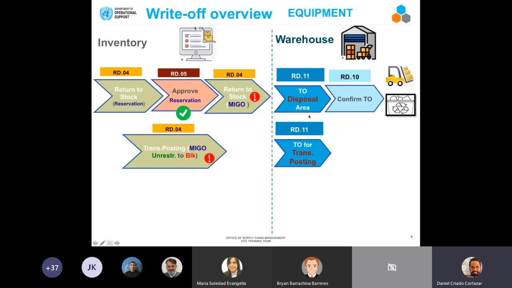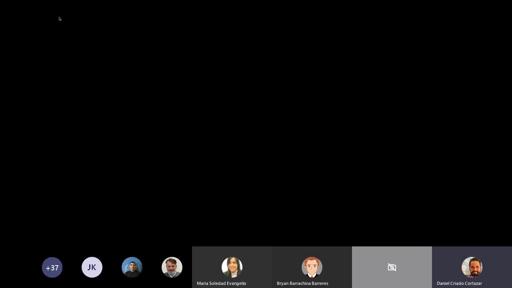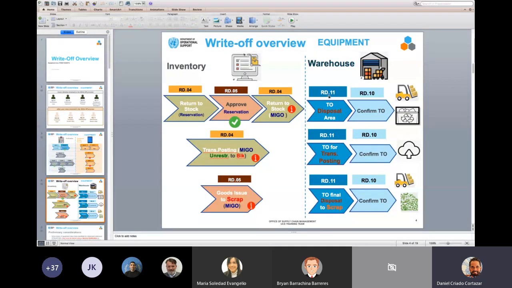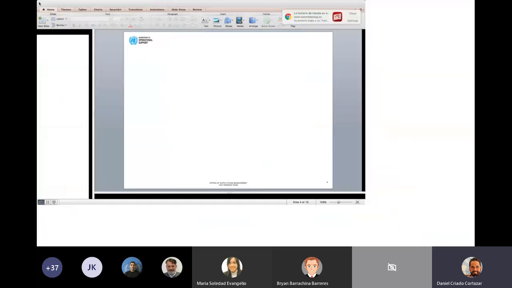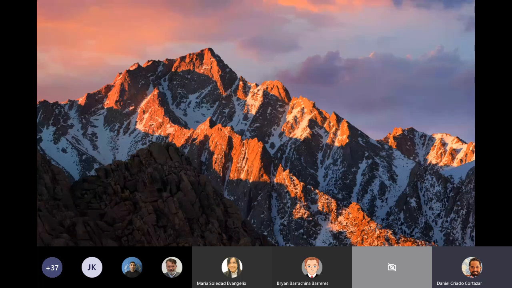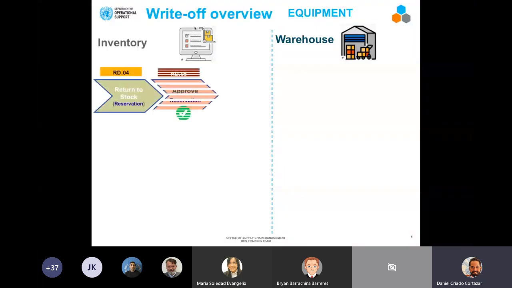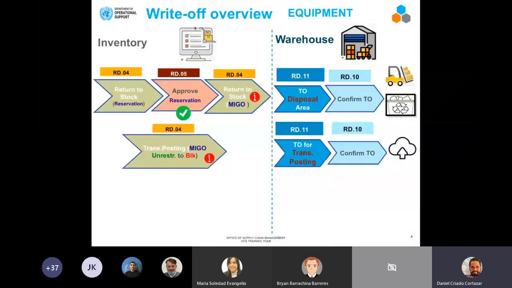And in this case, not the RD11, that's absolutely wrong. Sorry for that. I know it's RD11, sorry. Somehow I got confused. Sorry for that. RD11 is the warehouse senior user, and RD10 is the warehouse user, sorry. So RD11, the warehouse senior user, will create a transfer order for posting, okay? And the warehouse user will have to confirm.